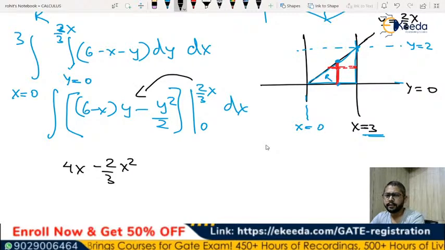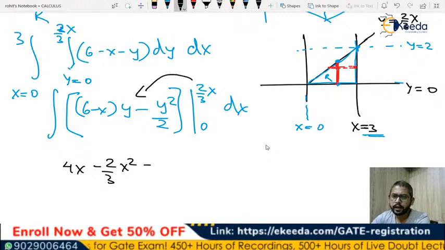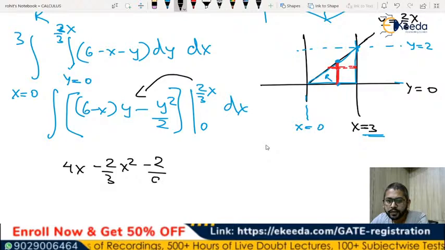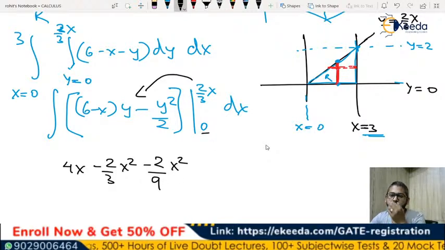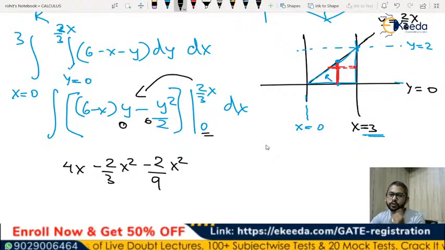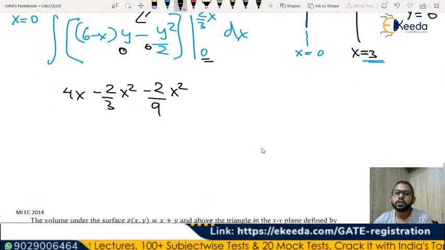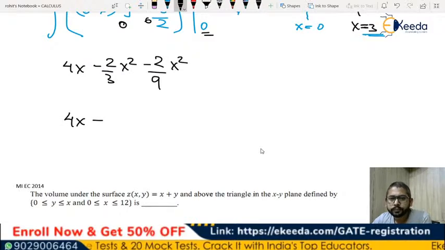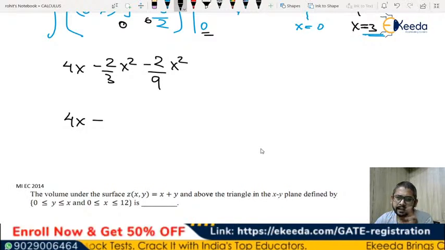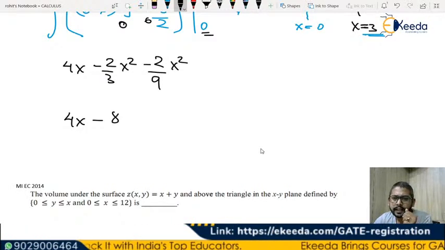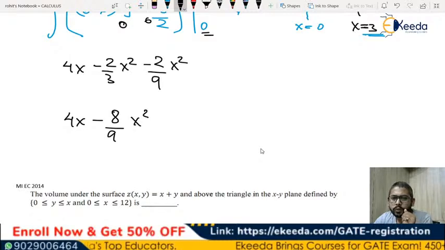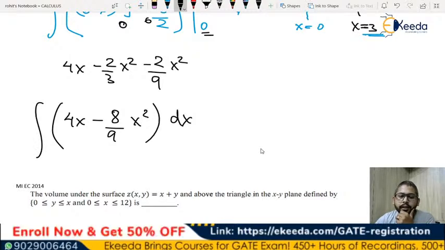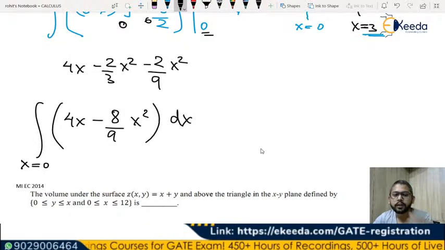Fine. And then the next one is y square. So 2 by 3 whole square divided by 2 will be 2 by 9x square. Putting y is equal to 0 will make all the terms 0. This one 0, this one 0. So there is no point of putting it, right? So overall, if you see these two terms together will become 4x, and taking 9 as LCM, it will be minus 6 and minus 8 by 9x square dx. So you have to integrate it for the limits of x is equal to 0 to 3.